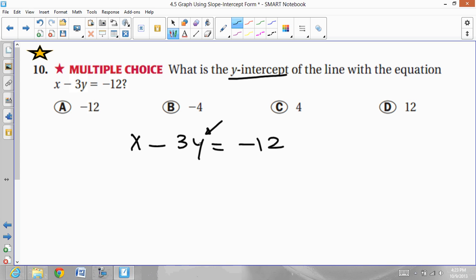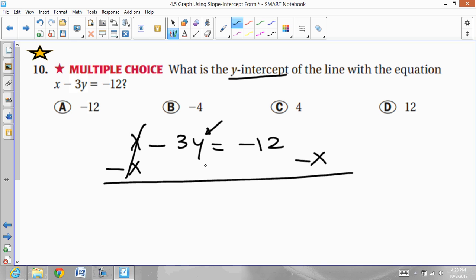The 3 is so close to the y, you cannot get to it until you get rid of the x. Look at the sign before the x. It is positive, so the opposite is negative x on this side and negative x on this side. Now put a line. Positive x, negative x cancels out. So all I am left with on the left side is just a negative 3y and the equal sign. On the right side, I'm just going to drop them down. Just bring it straight down.